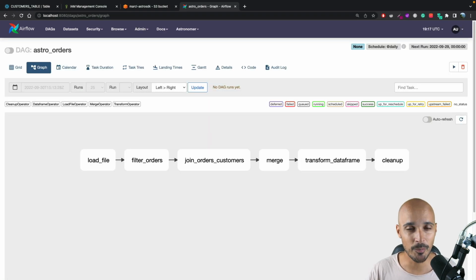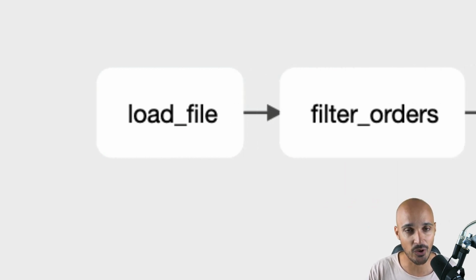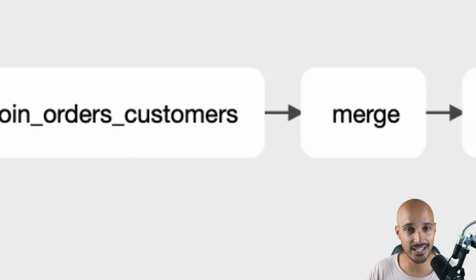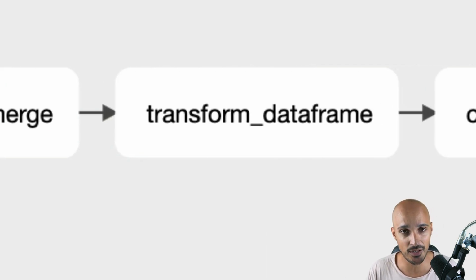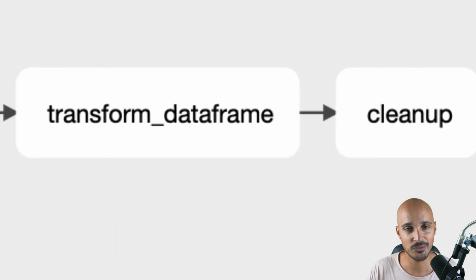Let me give you a quick reminder of the data pipeline that you are going to create. First, you are going to load the file that you have uploaded in the S3 bucket into a table. Next, you are going to filter the orders from that table and you will join the orders with the customers. Next, you will merge the data into the reporting table to finally transform the data from the reporting table in order to get the purchase dates. And finally, you are going to clean all the temporary tables that will be created along the way. So if you are ready, let's go.